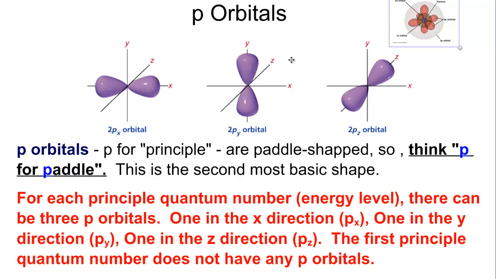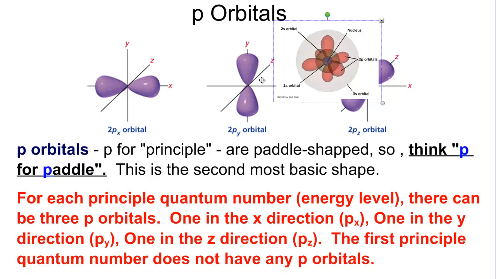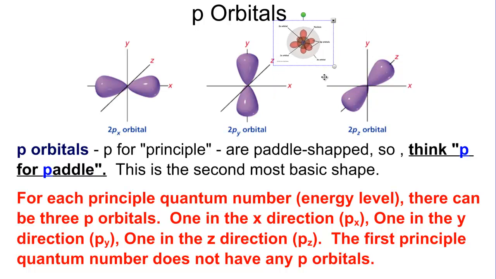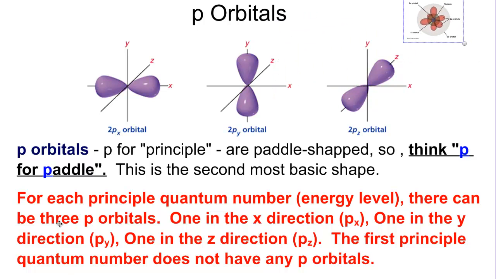Now, the first principal quantum level, in other words, when you have the number 1, there's no such thing as 1p. Okay, that zip code does not exist. 1p does not exist. You can only have 1s. Then you can have 2p, 3p, 4p, 5p, etc. After number 1, you can have as many p's as you wish.